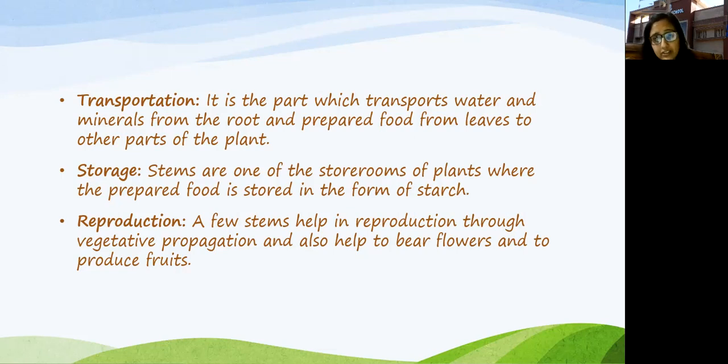So this vegetative propagation, this is a type of reproduction. Reproduction भी अलग-अलग methods से होता है. ठीक है. So this is, you can say, a type of reproduction. And this reproduction helps to bear flowers and to produce fruits. ये जो stem होती है, ये help करती है कि वो flowers आए plant में and उन flowers से fruit produce हो. So this is one of the main functions of this stem.